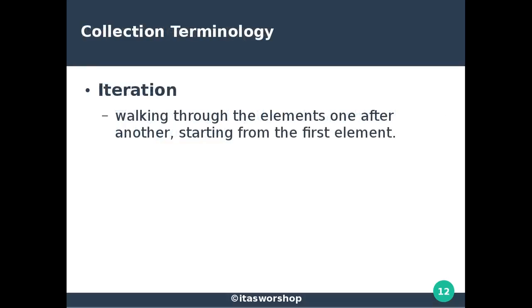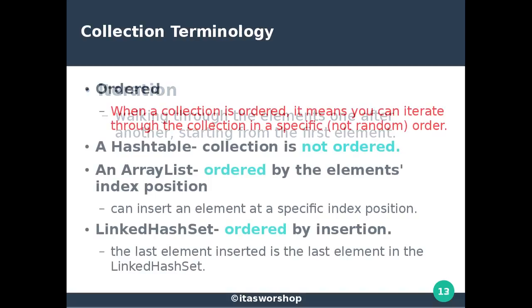Then there are some terminologies associated with the collection framework. In the next couple of videos we'll see the collection framework in detail, each interface and each class. So it's better to go through some common terminology, like iteration. Iteration is nothing but walking through the elements one after another, starting from the first element. Like in an array, I am at the 0th element and I want to iterate through 10 items. So I'll say item 0, item 1, item 2, item 3. I'm proceeding like this, which means I'm iterating through the elements starting from the first one.